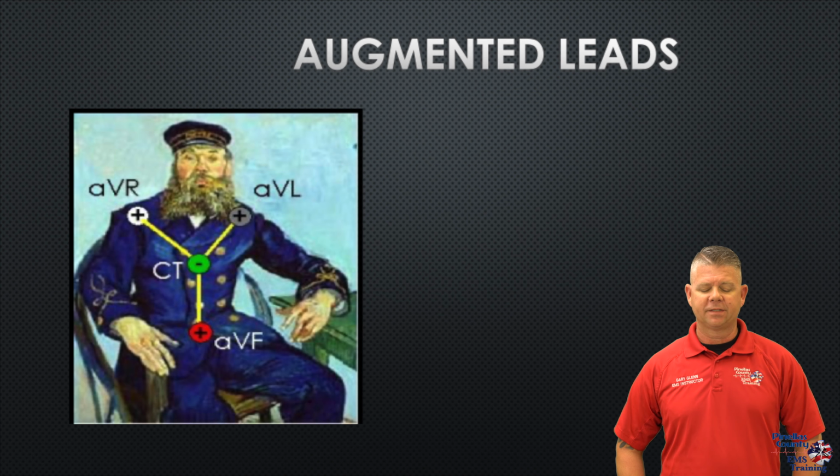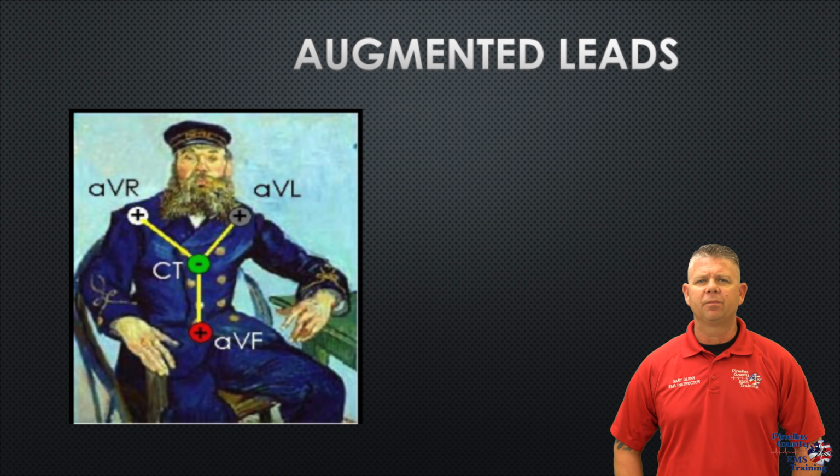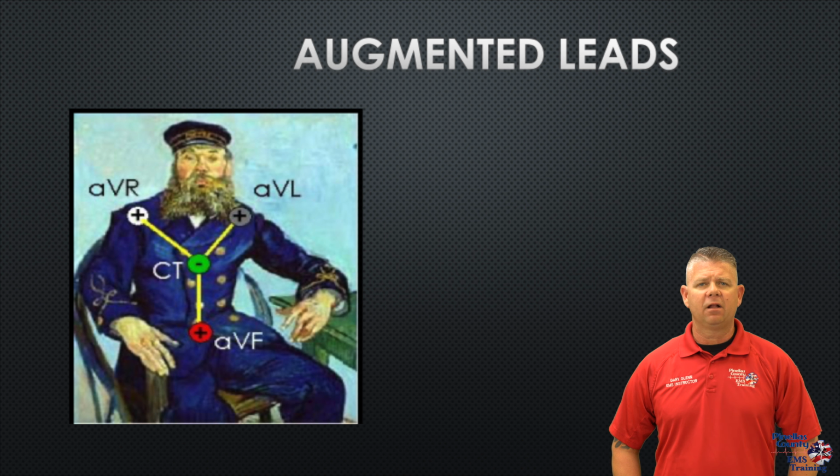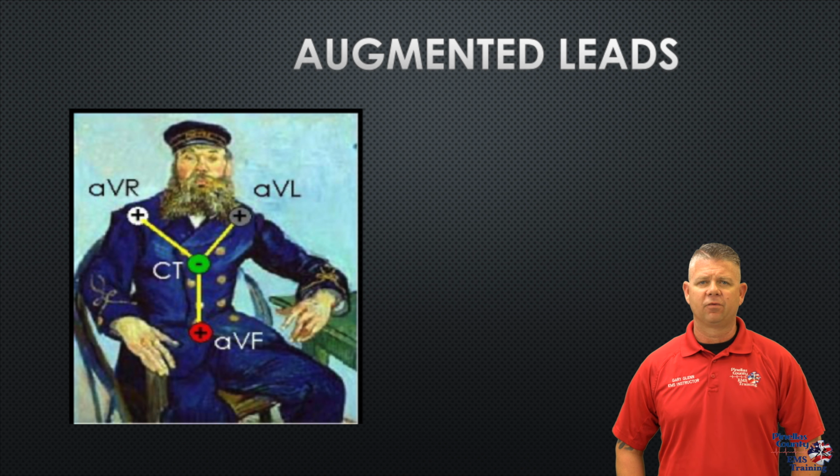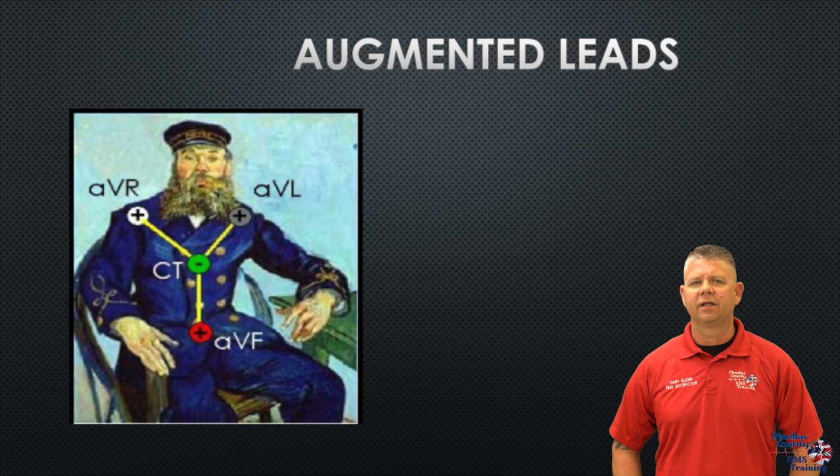All right, let's look at the augmented leads now. So the augmented leads are unipolar limb leads. Leads use an augmented view, hence the AV. The R, L, and F that follow the AV indicate the placement of the positive lead. So for AVR, it's on the right. On AVL, it's the left arm. On an AVF, it's the foot or the leg lead.